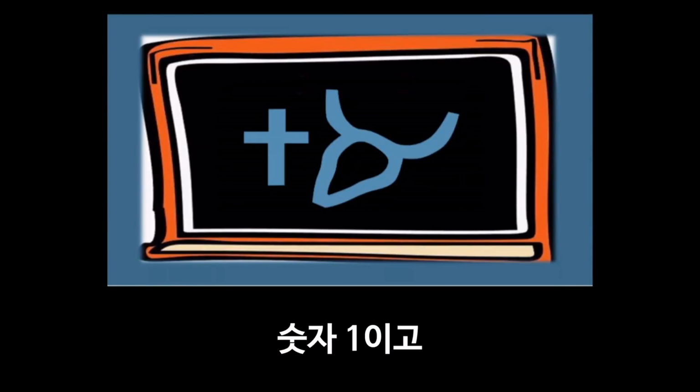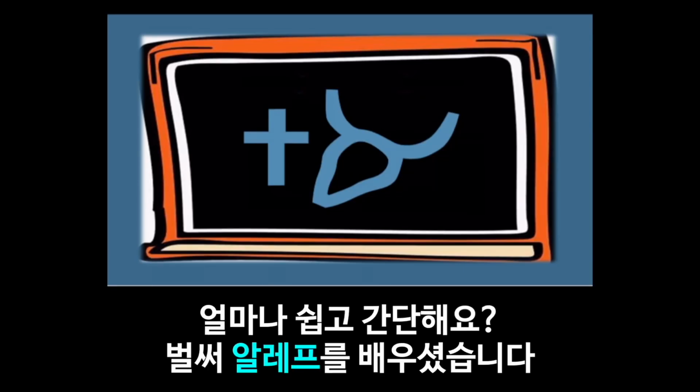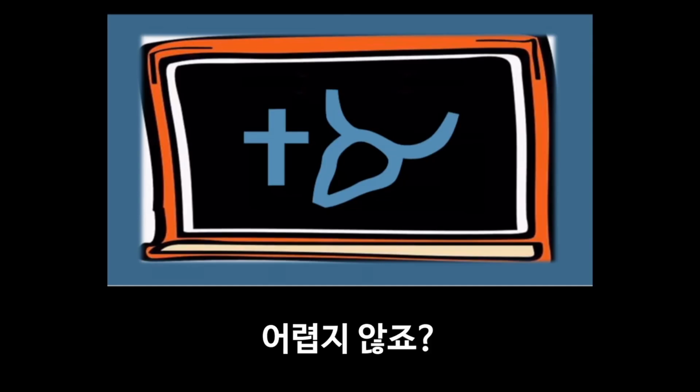It is the number 1. It's the symbolic picture of an ox, and that means strong. See how simple, you already got aleph down. Do you see how simple that was?